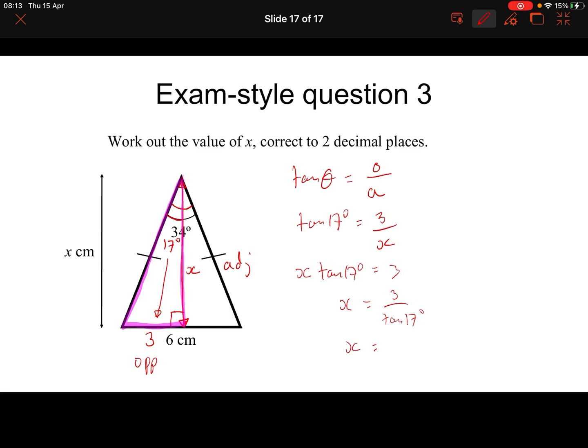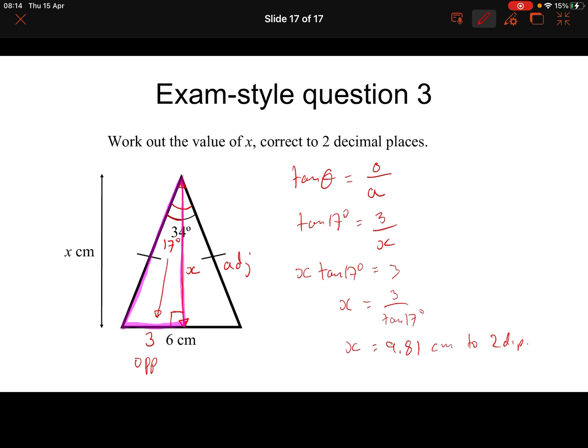And now let's use a calculator. 3 divided by tan 17 should be more than 3. Yeah. 9.81 centimetres to 2 decimal places.